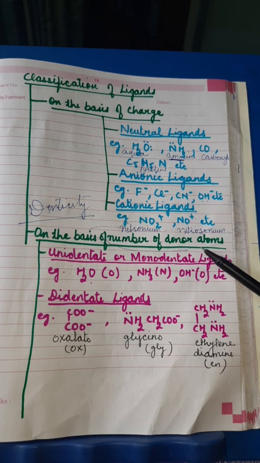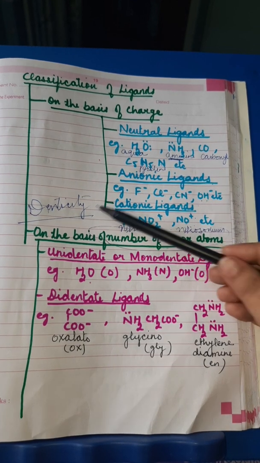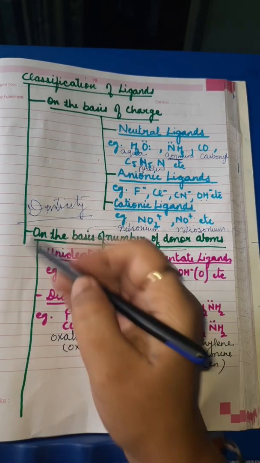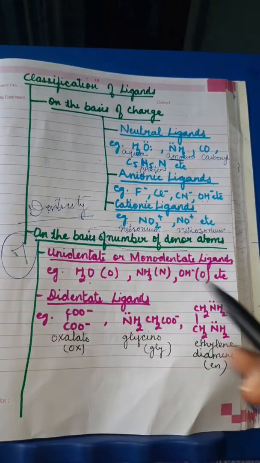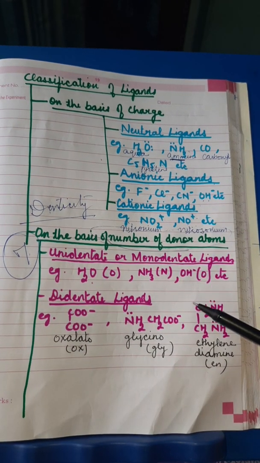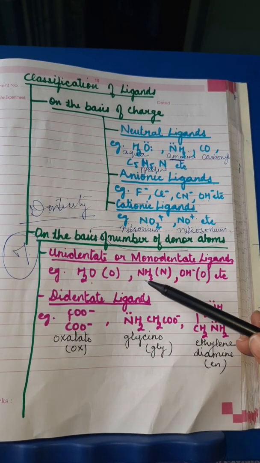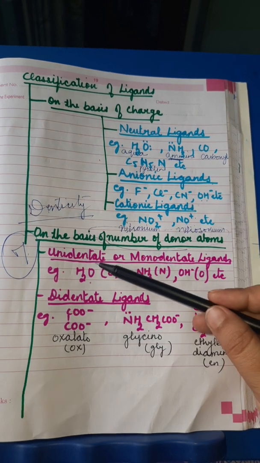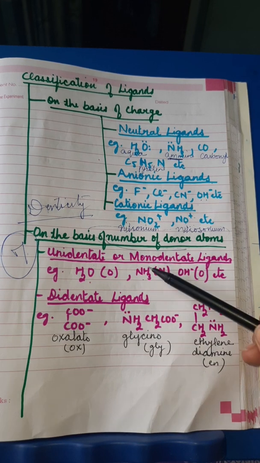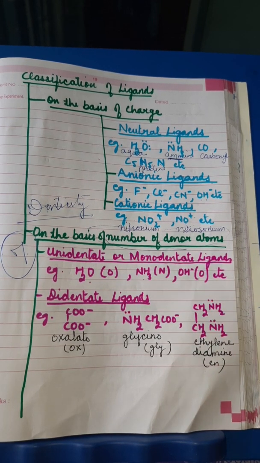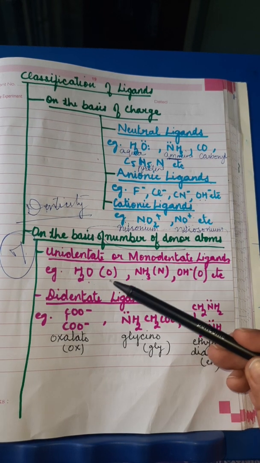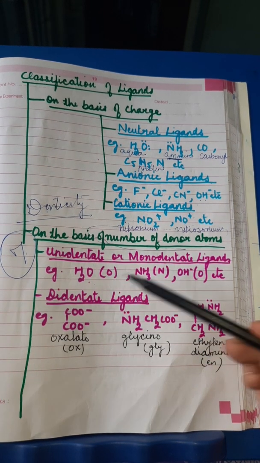So, on the basis of the denticity or the number of donor atoms, the ligands can be of 7 types. So, let's see them one by one. The first kind of ligands are known as unidentate ligands or monodentate ligands. As their name suggests, such ligands contain only one donor atom. Like in case of H2O, it contains oxygen as a donor atom.